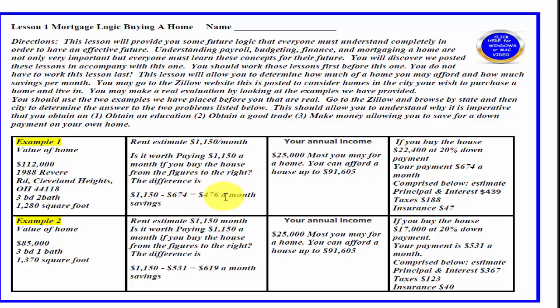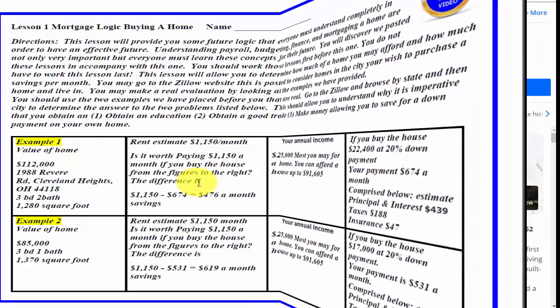With that $476, you can apply an extra $100 a month towards the value of your home. You can buy new furniture. You can do whatever you want. Regardless of whether you rent or buy, remember this, you are going to have to pay utilities. That's a foregone conclusion. You have no way out of paying utilities. We hope all of this is making sense for you.